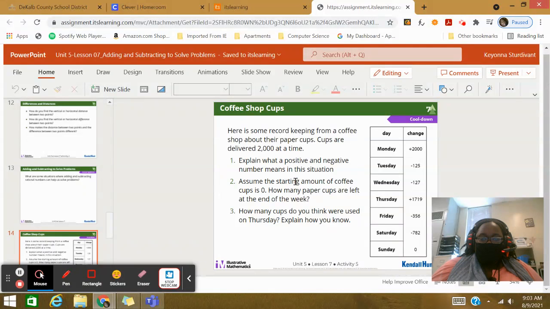Question 2 says, assume that the starting amount of coffee cups is 0. How many paper cups are left at the end of the week? We're starting off with 0. I would total these values up, Monday through Sunday, adding all these values together to find what you will have. Question 3 says, how many cups do you think were used on Thursday? Go from Wednesday to Thursday, try to figure out how many cups were actually used, and explain how you know.